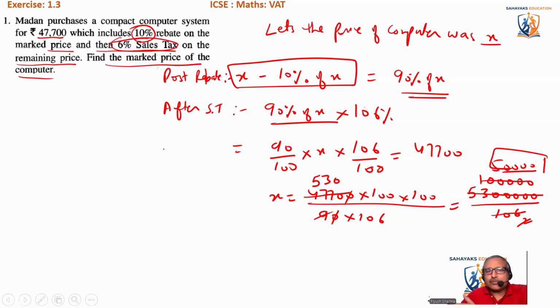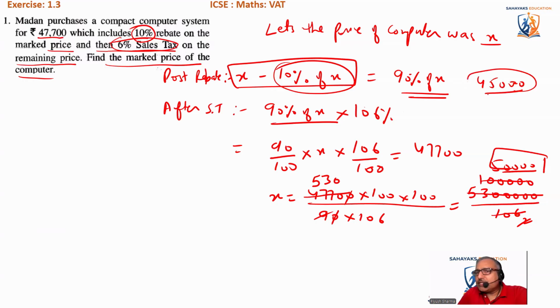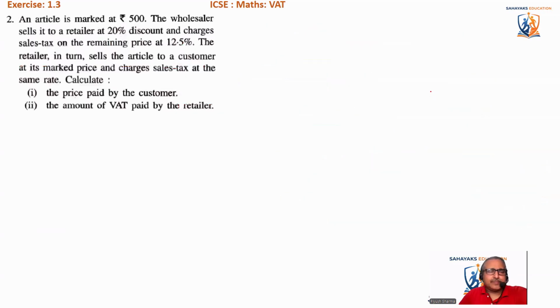So 50,000 was the mark price on which they gave a discount of 10%. When they gave discount of 10%, what happened? This became 90% of 50,000. 90% of 50,000 is 45,000. On 45,000, they put 6% sales tax, and then it became 47,700 rupees. So is the question clear? Clear? So let's move to the next question.